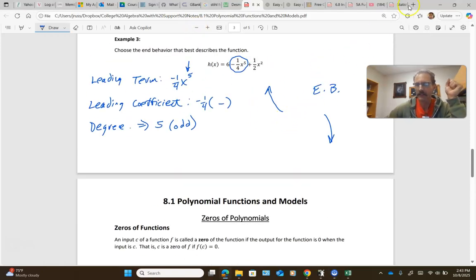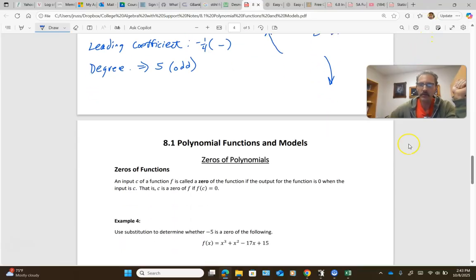Okay, welcome back, guys. So we went over determining the end behavior of a polynomial just by looking at the nature of the leading term. And so now what we're going to do is talk about zeros again, zeros of polynomials.